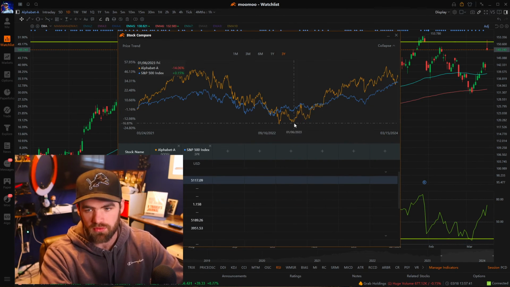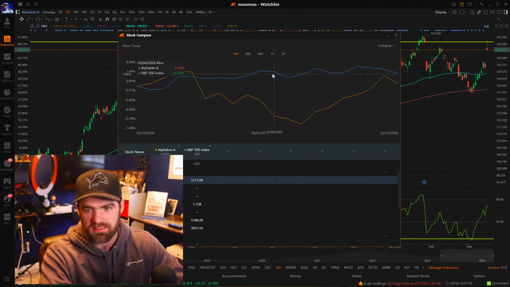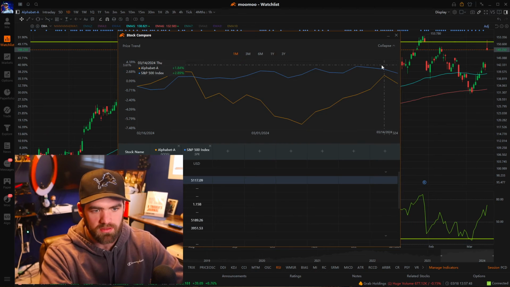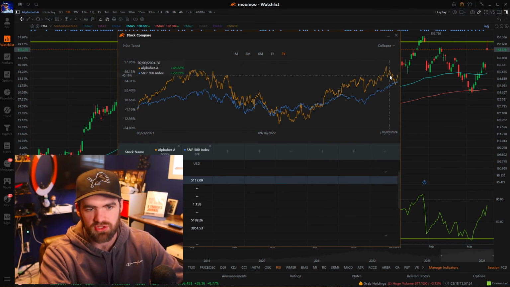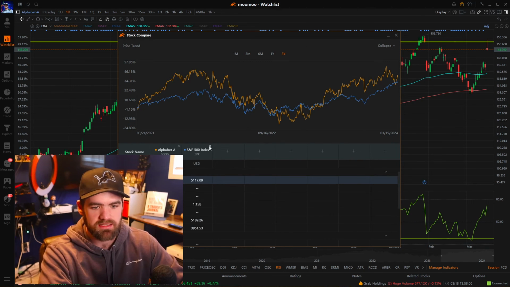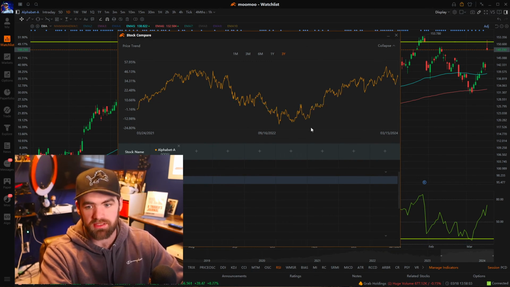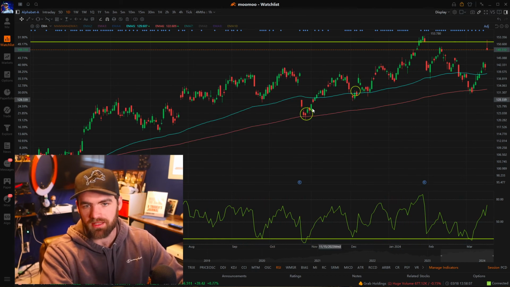And now you're looking at this and you're saying, okay, in the past 3 months, Google is underperforming the S&P. In the past year or 3 years, now things start changing. Google is outperforming the S&P. So having these indicators, having these comparison tools are really, really awesome ways to help your trading. So we can delete that.